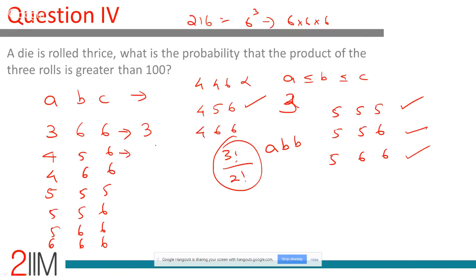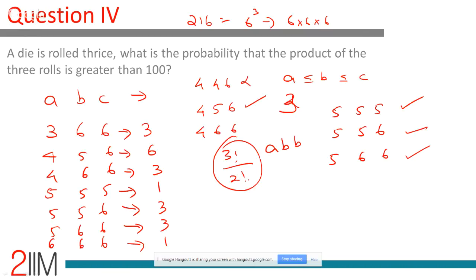4, 5, 6. This can be done in 6 ways. This is 3 factorial. 4, 6, 6. 3 ways. 3 factorial by 2 factorial. 5, 5, 5. Only 1 way. 5, 5, 6. 3 ways. 5, 6, 6. 3 ways. 6, 6, 6. 1 way.